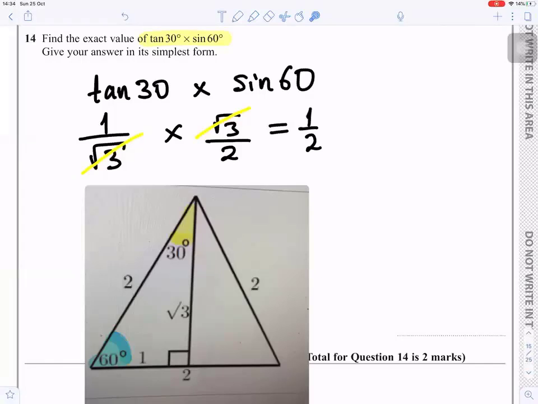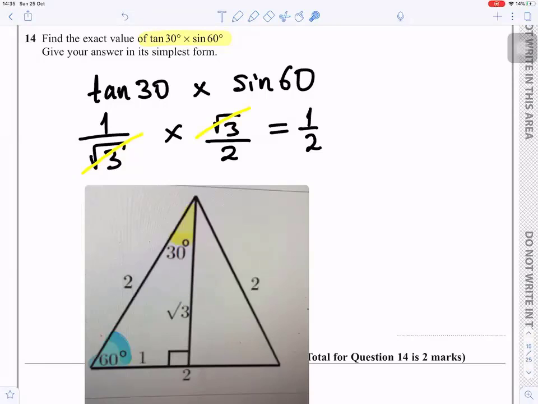Question number 14. Find the exact value of tan 30 degrees times sine 60 degrees. Give your answer in its simplest form. The important thing here is exact value. So you need to memorize how to get the values for tan 30 degrees and how to find out the value for sine 60 degrees. And one of the common ways is to use a triangle.